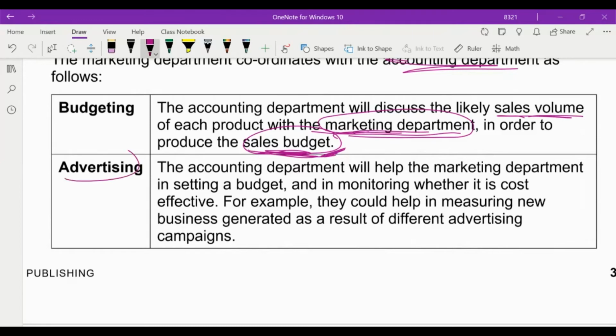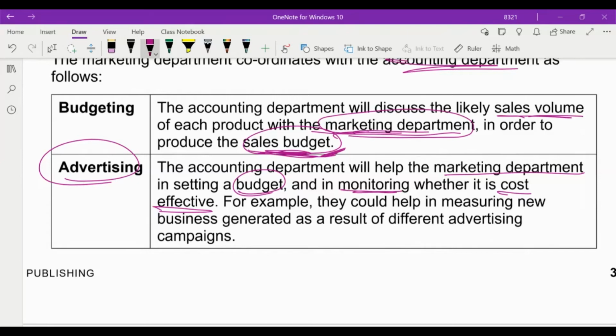Okay. Next is advertising. Advertisement will involve some cost, and for spending any cost, you obviously should have some plan. The accounting department will help the marketing department in setting a budget for advertisement, and you also have to monitor that budget. Setting a budget and monitoring whether it is cost effective or not has to be done in consultation with the accounts department. The accounts department is basically the numbers people. They will calculate, okay, is it beneficial or not? For every department, basically they are doing the same thing.